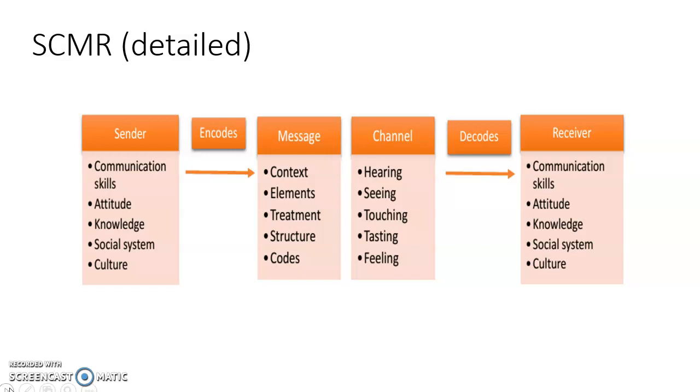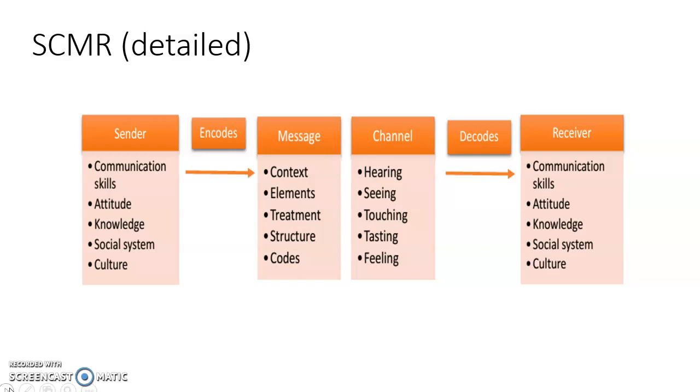might affect how that sender sends the message, their attitude about something, their knowledge, the social system that they come from, and the cultural background that they come from. All of those things influence how the sender encodes the message. Okay, encodes means how you create it, how you send it with your unique ability to communicate.